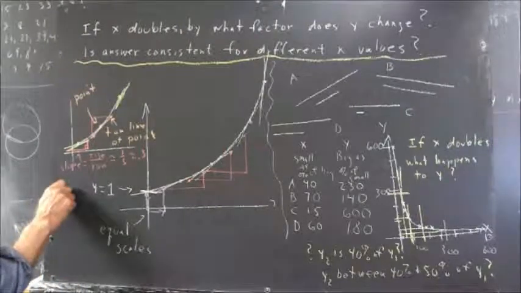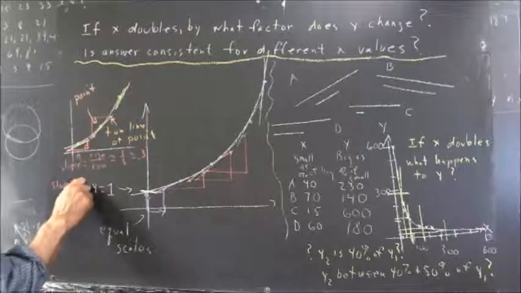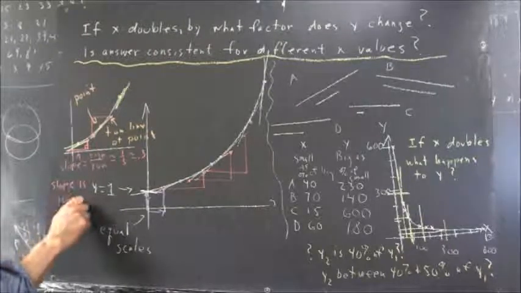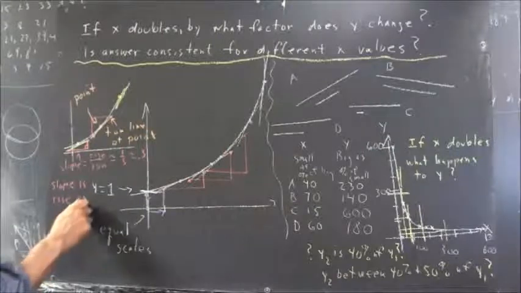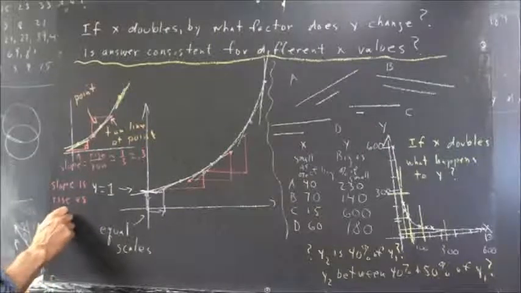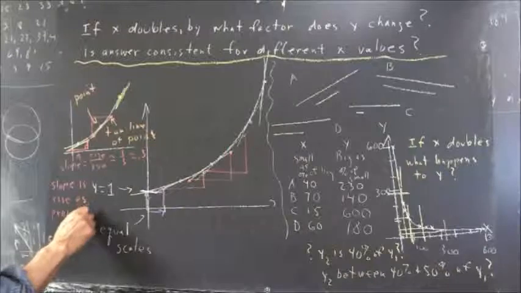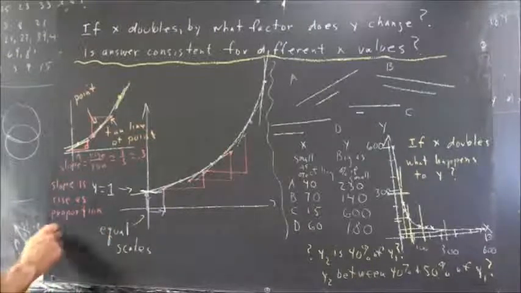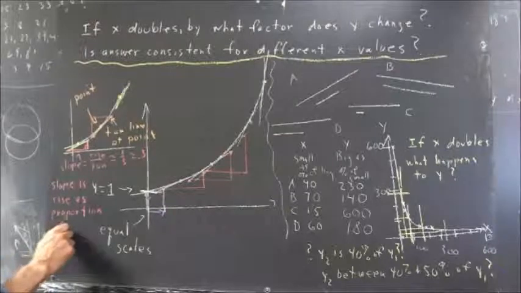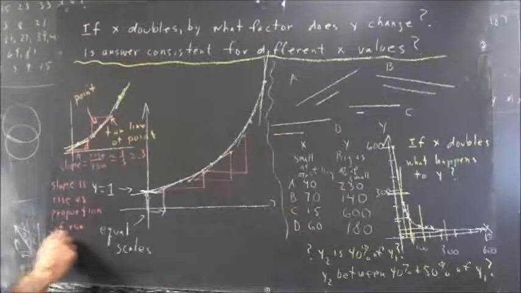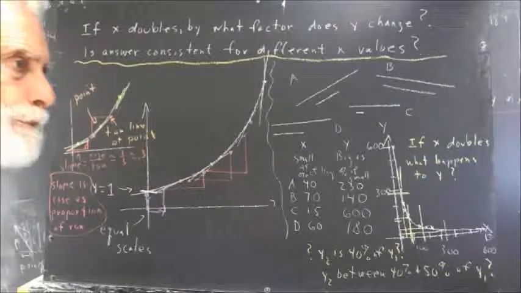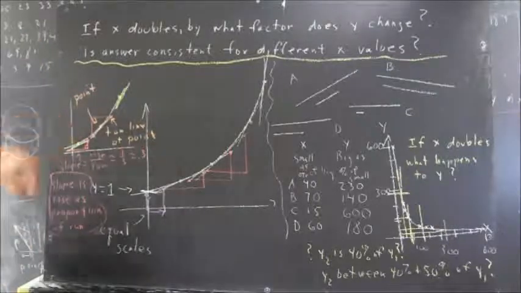Slope is rise as a proportion instead of percent, and that just means we take the percent and express it as a decimal of the run. Okay. So we can estimate the slope here.